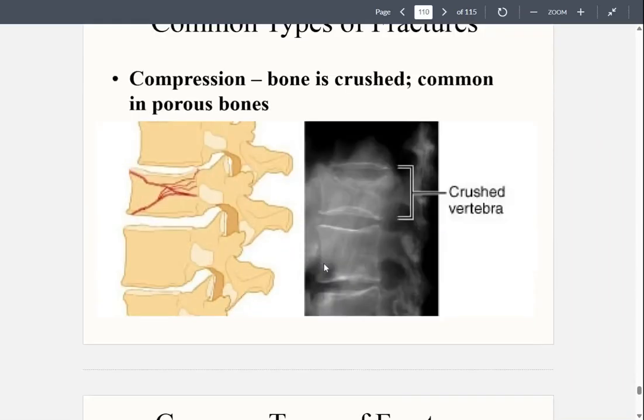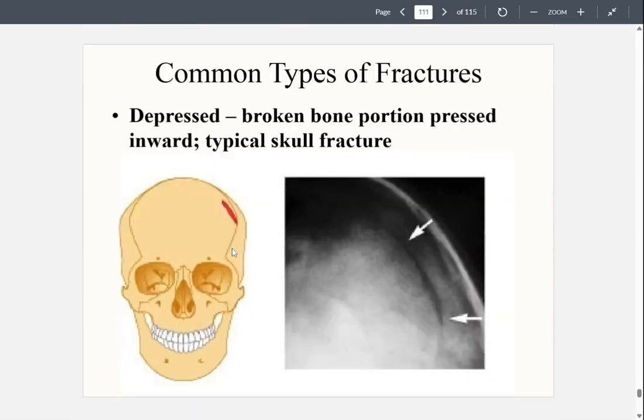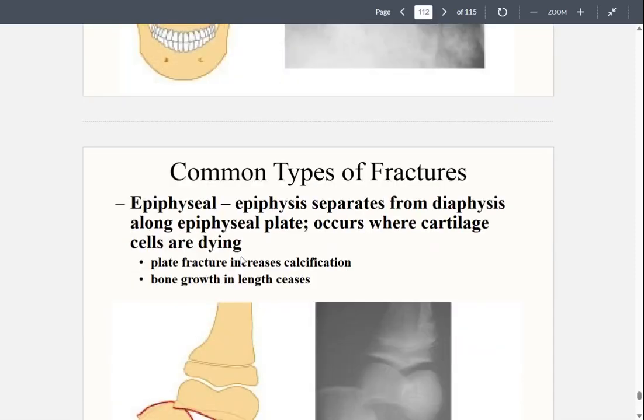Compression fractures, typically seen in the vertebrae, but can happen in other porous bones. This is when the bone is crushed. It's not necessarily broken in pieces, but it has been compacted. A depression fracture is when the broken bone portion is pressed inward. These are typically going to be seen with skull fractures.